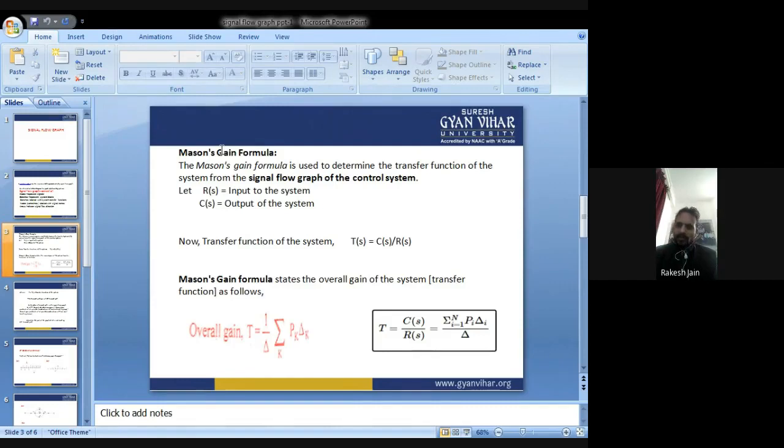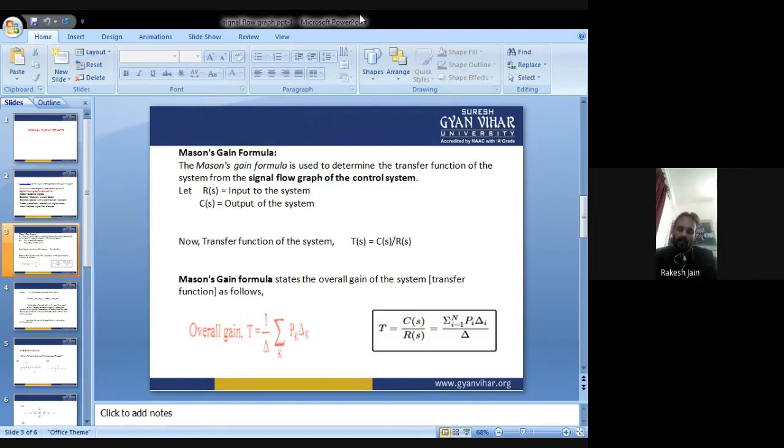First of all, I will tell you what is the meaning of k. k is the number of forward paths. Now, what is a forward path? Forward path is when we start from the input side. Let's suppose the input side is represented by R(s). We will reach the destination, the output side, which will be represented as C(s). So the transfer function means C(s) upon R(s).